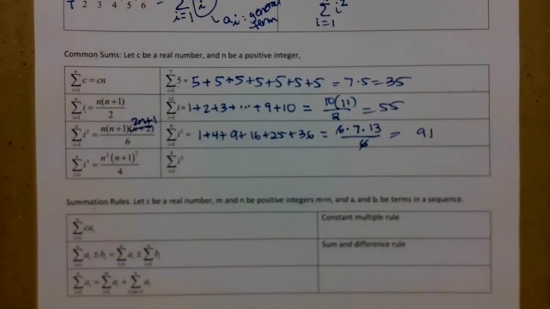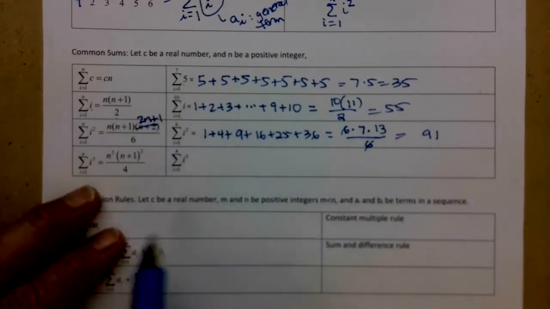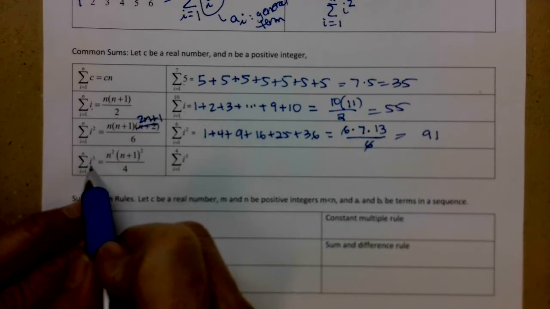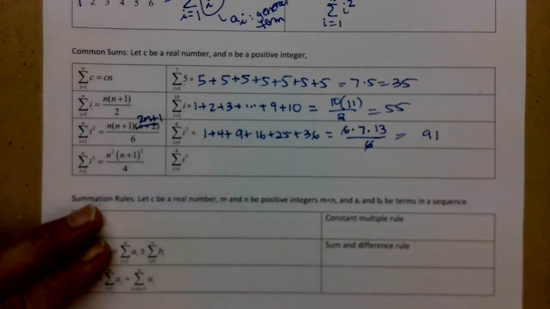Finally, I'm going to check my last formula. Okay, that one's okay. Make sure you make that correction there. I wrote that down wrong. Okay, so adding up all of the i cubed from 1 to n, that's equal to n squared times n plus 1 squared all over 4.